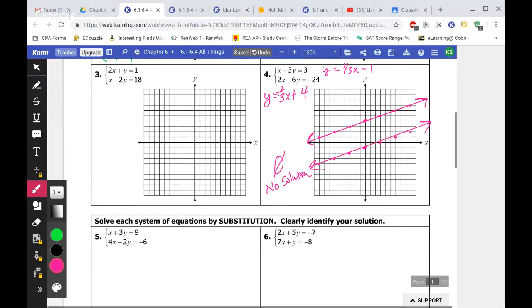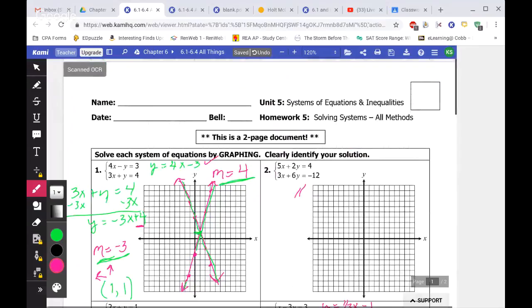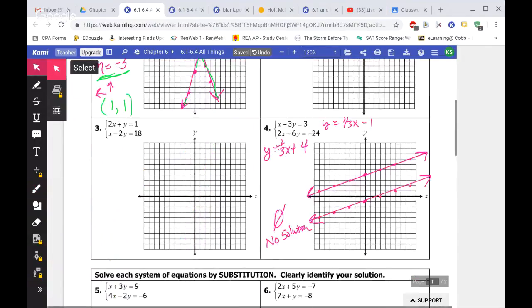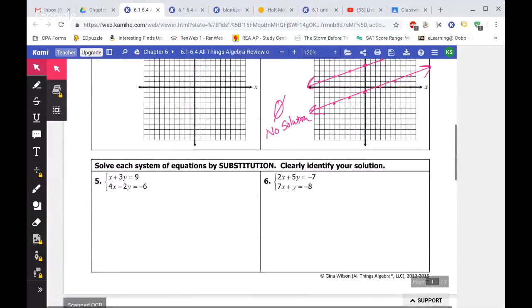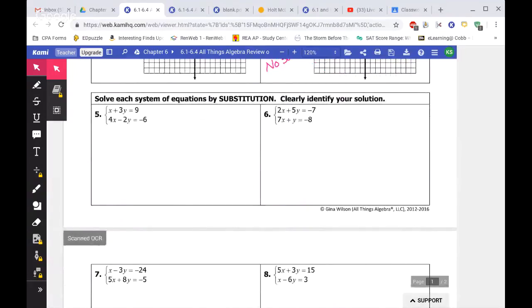All right. 5, I believe it's 5, 6, 7, and 8 are all substitution. Does anyone have a preference as to which ones I should do there? If not, I'll just pick some. Can you do number 6? Number 6, I sure can. And I'll let somebody else pick the other one. But yeah, I'll start with number 6.